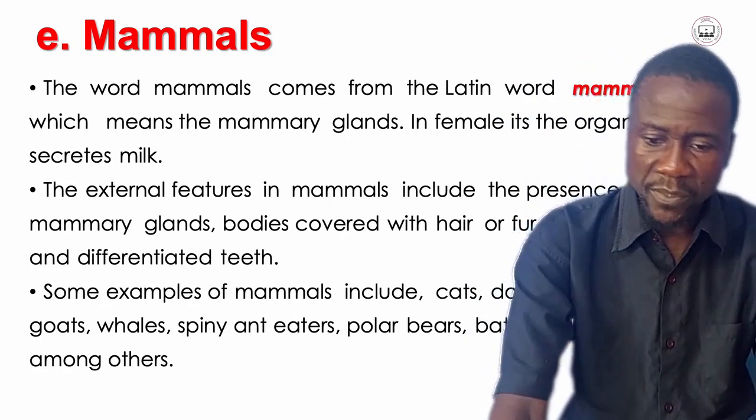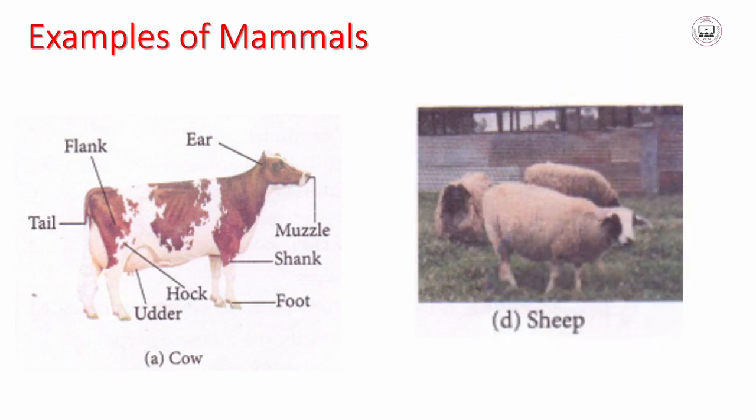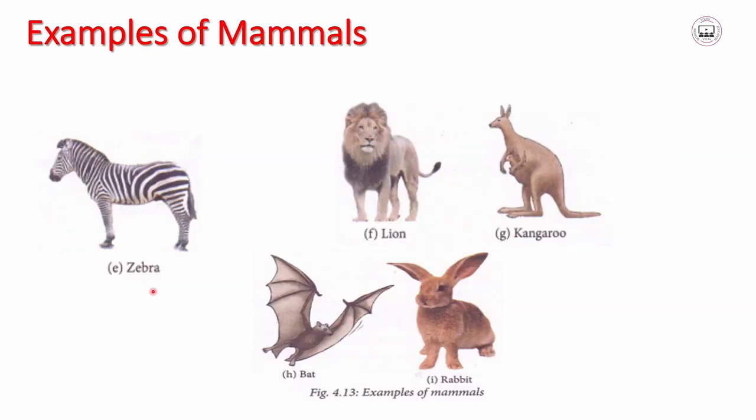Now, here we have some diagrams of examples of mammals. So here we have a cow, and these are sheep. More examples like the zebra, lion, a kangaroo is here, then the rabbit, then here we have the bat. So all these are examples of mammals.